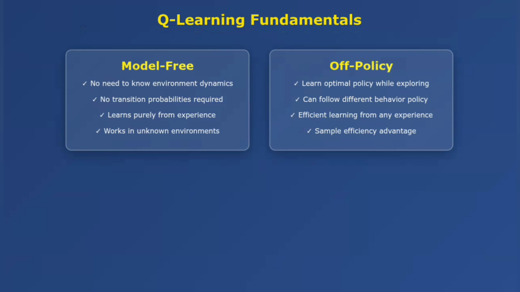Q-learning is a model-free and off-policy algorithm. Model-free means it doesn't need to know how the environment works, the transition probabilities, or reward function. It learns purely from experience. Off-policy means it can learn the optimal policy while following a different exploratory policy.